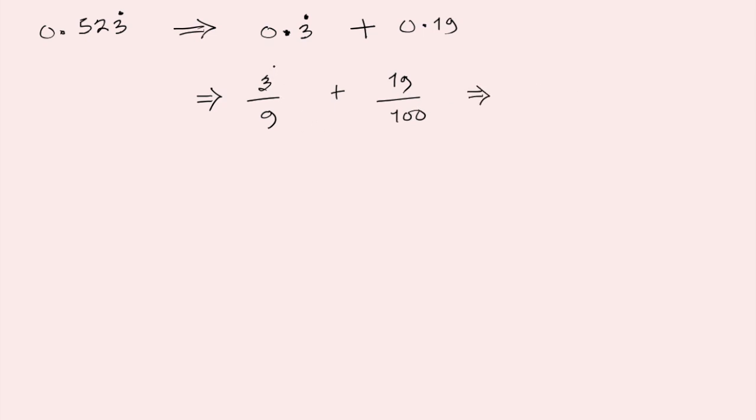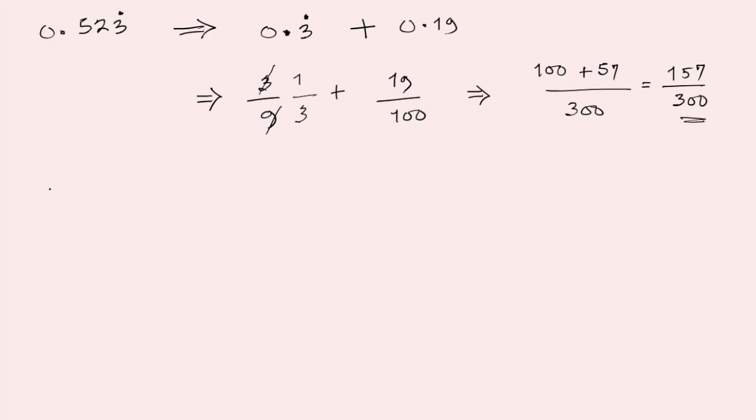So we can reduce this. 3 divided by 3 gives you 1. 9 divided by 3 gives you 3. This is not reducible. So this is going to give us an LCM of 300. That's 3 and 100. And 300 divided by 3 is 100. 100 times 1 is 100. Plus 300 divided by 100 is 3. 3 times 19 is equal to 57. And this is equal to 157 divided by 300. And that's the answer to that.